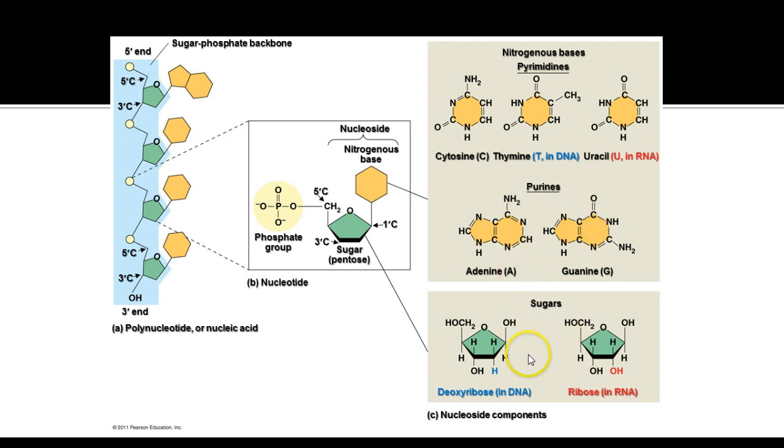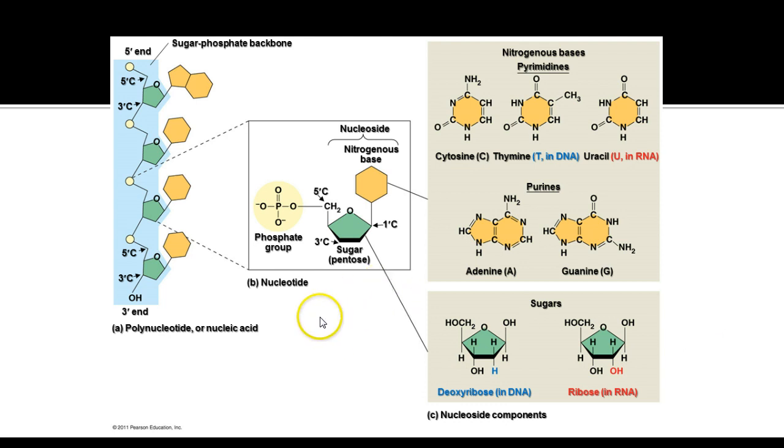The two different kinds of sugars found in nucleic acids are deoxyribose, which is found in DNA, and ribose, which is found in RNA. The difference is this little hydroxyl group right here on the ribose loses an oxygen to become deoxyribose. So you should be able to figure that out from the name. Deoxyribose means one less oxygen.